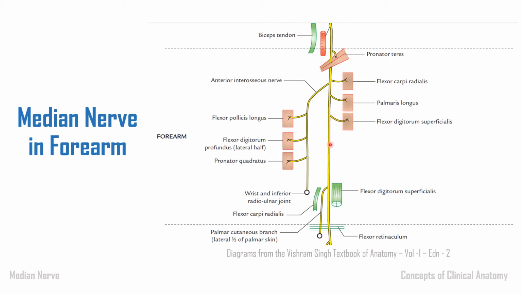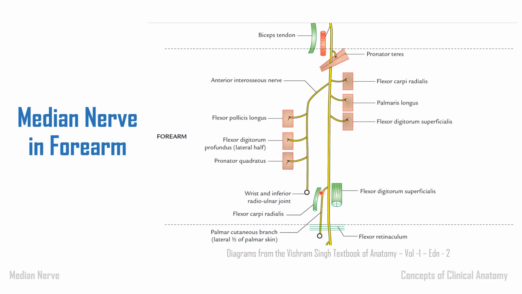When it proceeds distally, it lies deep to the flexor digitorum superficialis. About 5 centimeters proximal to the wrist joint, the median nerve comes a bit more superficially and is located lateral to the flexor digitorum superficialis. So the median nerve lies lateral to the flexor digitorum superficialis in the distal forearm.